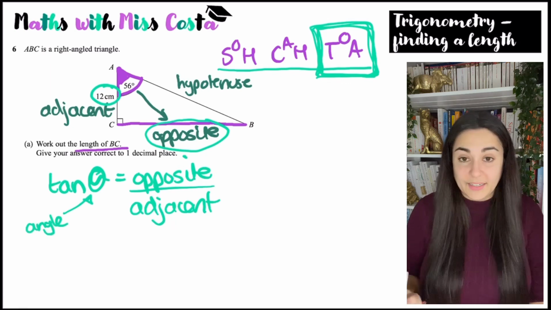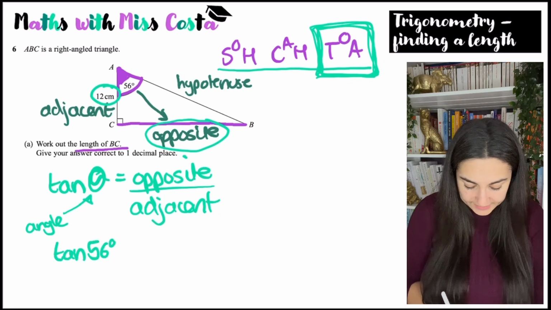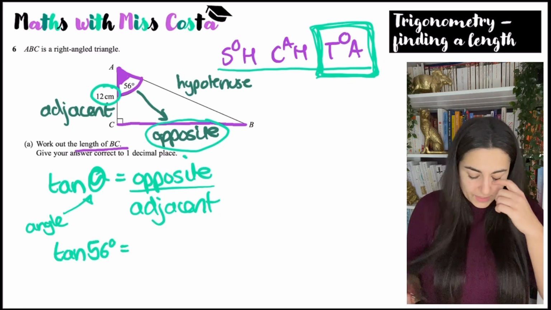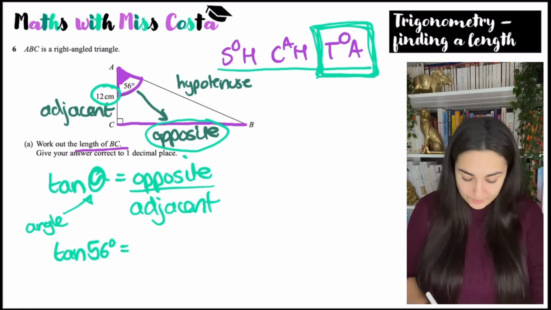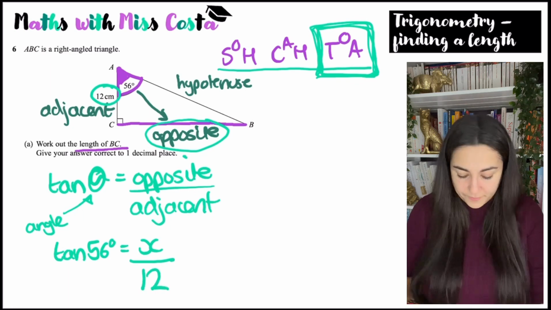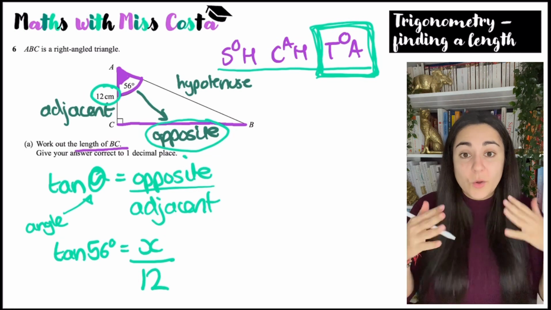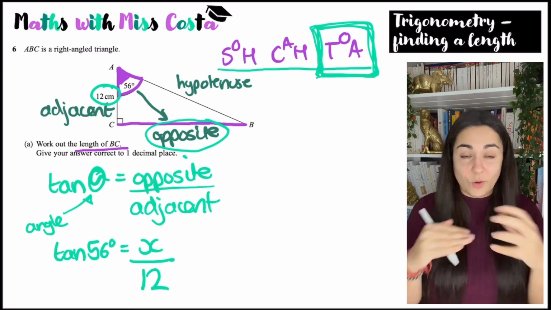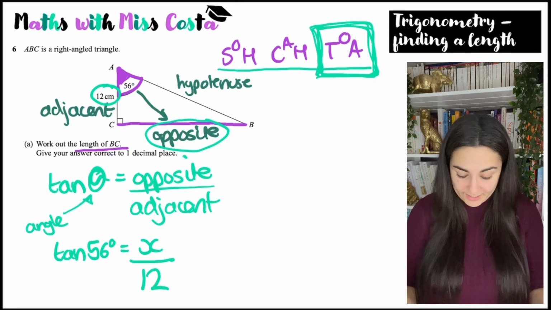Theta just means the size of the angle. Now I fill in the information I've been given. So tan 56 degrees, because that's the angle, is the opposite over the adjacent. I can call the opposite X, or O, whatever you want, since you don't know the value. So it's X over the adjacent, which is 12. Now you've substituted your values into the formula, all you need to do is solve the equation. It's all about solving and rearranging equations.